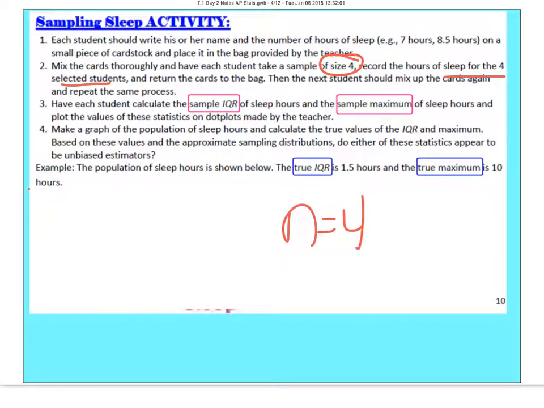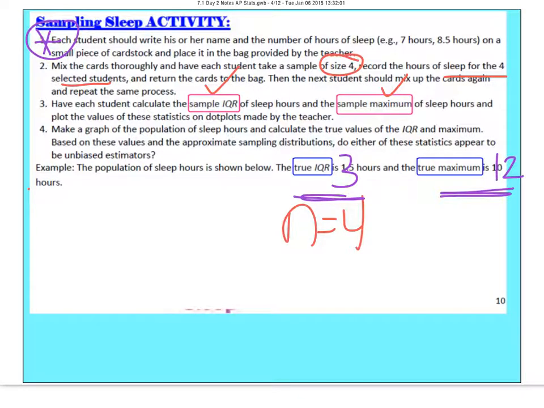What we did is we recorded the IQR and the maximum for each sample of size 4. Then we're going to make an actual sampling distribution of the results for IQR and maximum. Now, what was the true answer? For this class, the true answer for IQR was 3 hours of sleep, and the maximum was actually 12 if I looked at all of the cards the students had submitted. So these are the population parameters.